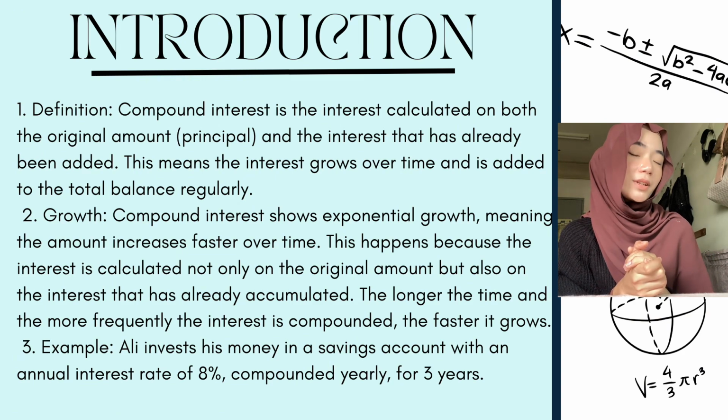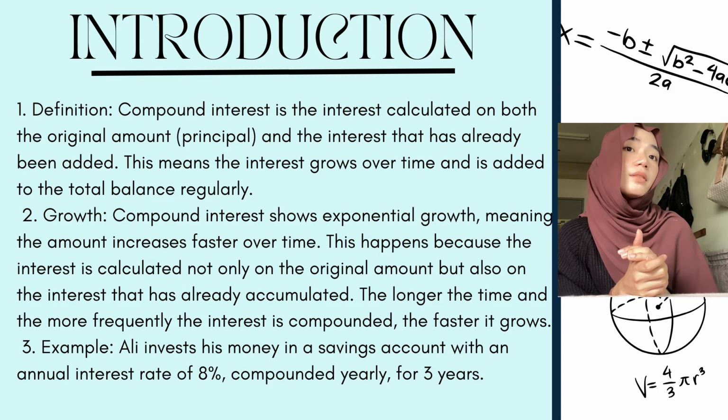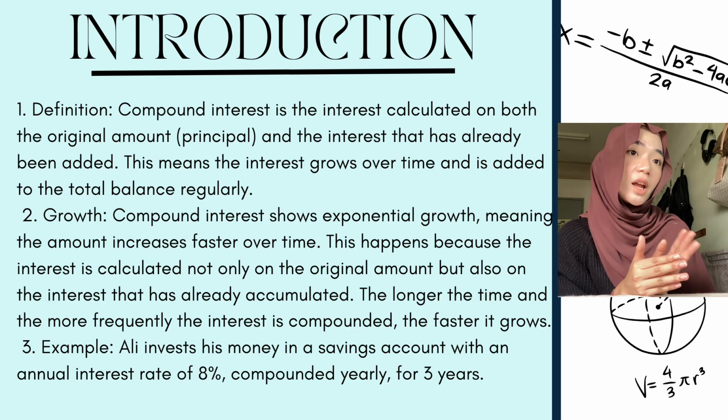Introduction for compound interest. Compound interest is the interest calculated on both the original amount, the principal, and interest that has already been paid. This means the interest grows over time and is added to the total balance regularly. Number 2, compound interest shows exponential growth, meaning the amount increases faster over time.